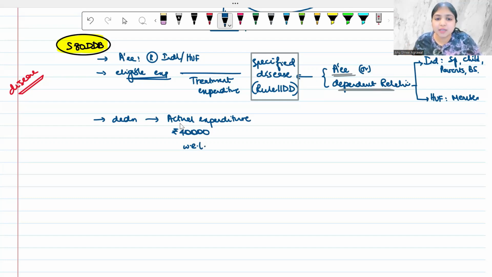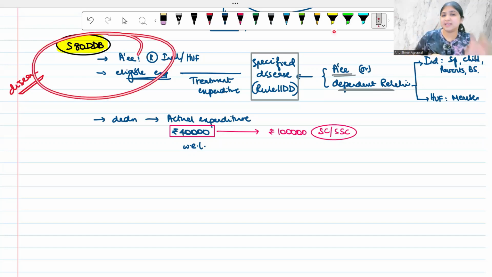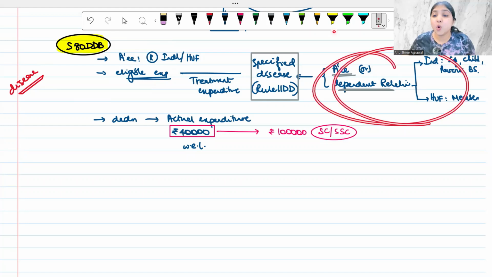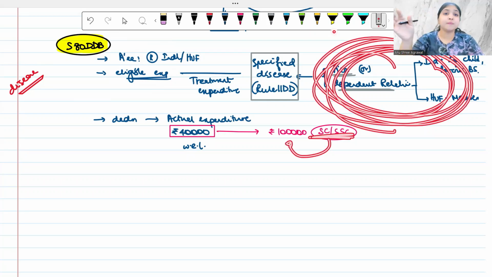However, this 40,000 limit will increase to 1 lakh rupees if the patient who is suffering from the disease happens to be a senior citizen or a super senior citizen. Point to be noted, I am not saying that the assessee has to be a senior citizen or super senior citizen. I am saying whoever is suffering from the disease, if that person happens to be a senior citizen or super senior citizen, then the limit will increase to 1 lakh rupees.